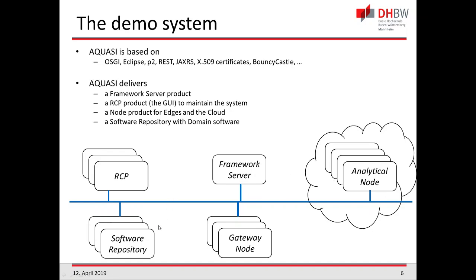Furthermore, we will have another software component, which is the software repository, which maintains and contains domain-specific software in a P2 repository. And the idea is that with the RCP, we can install software from the repository on all the nodes, the server, the gateways, and the RCPs themselves.